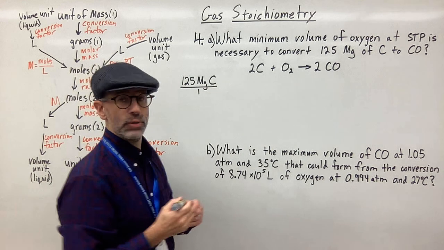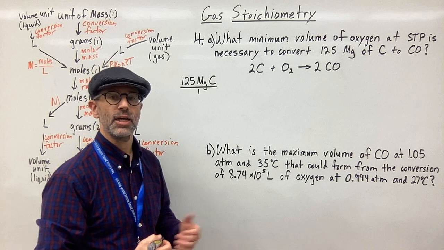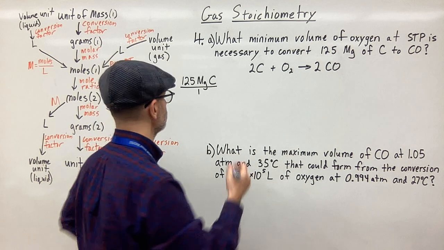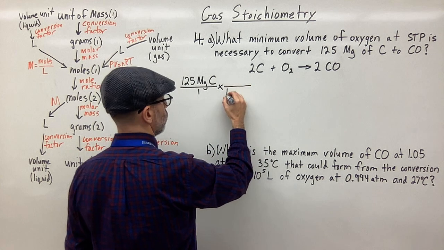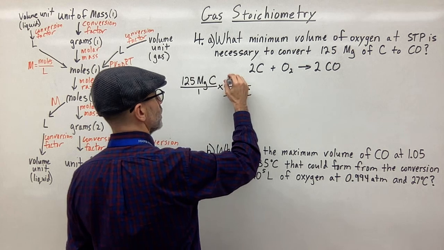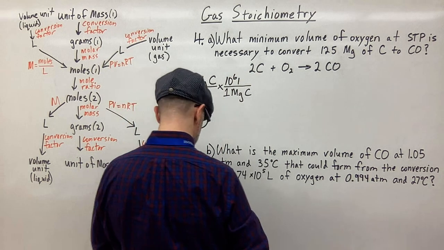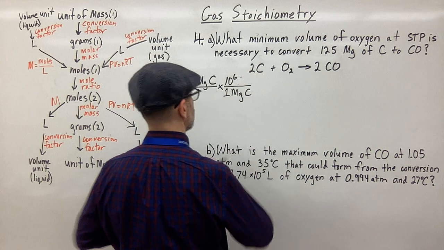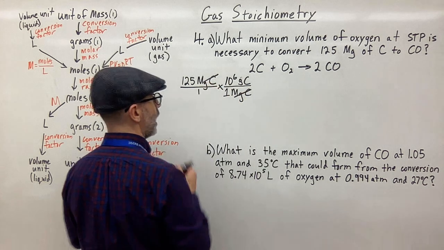Megagrams, we need to know what mega means. Mega means 1 million, or 10 to the 6. So 1 megagram is equal to 10 to the 6 grams. So we're going to multiply by the conversion factor of 1 megagram of carbon on the bottom and 10 to the 6 grams of carbon on the top. So megagrams cancels out. Now we have grams.